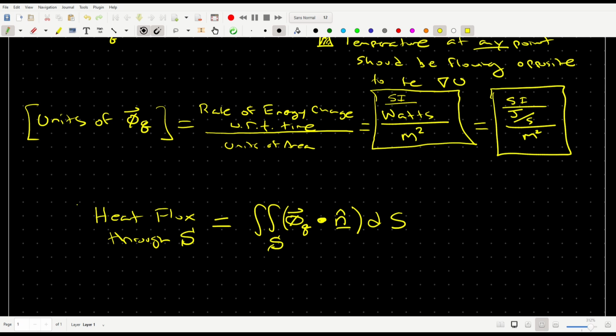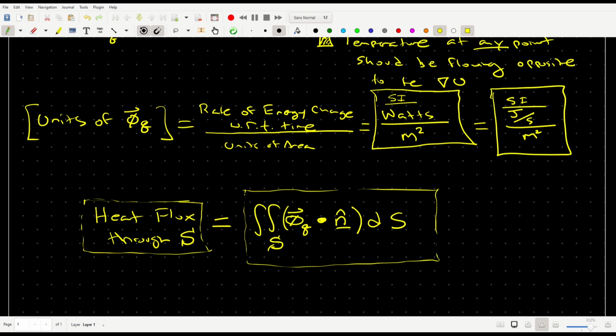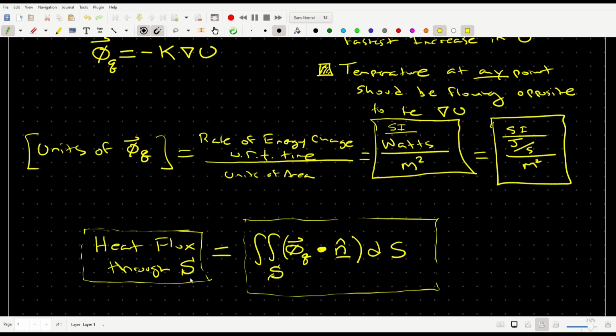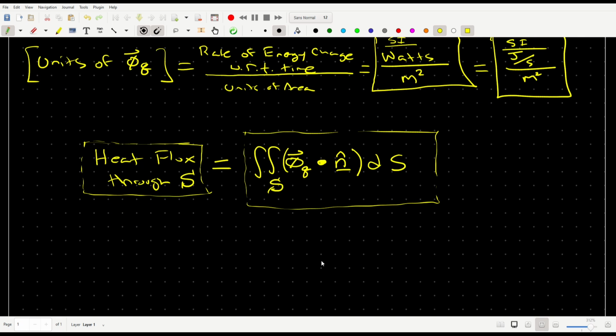And so this value of heat flux is going to have units of just rate of change of energy through the surface at any given time t. And this is going to justify some of the steps that we're going to take a little bit further on. But with Fourier's law, this is the same thing as the surface integral of kappa gradient u dot product with n hat dS. This is by Fourier's law.